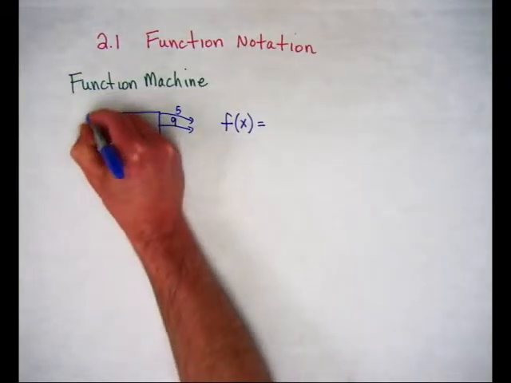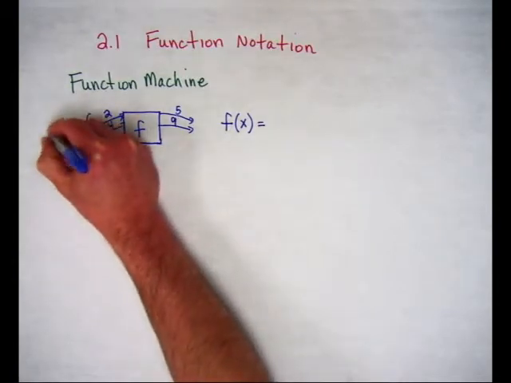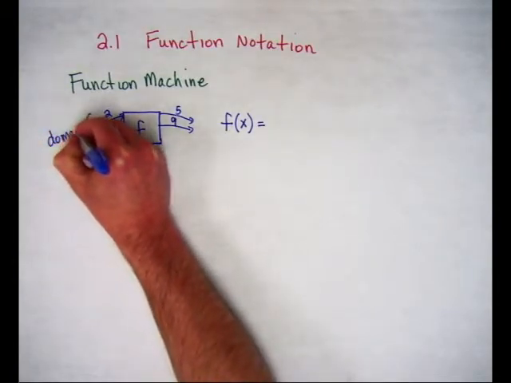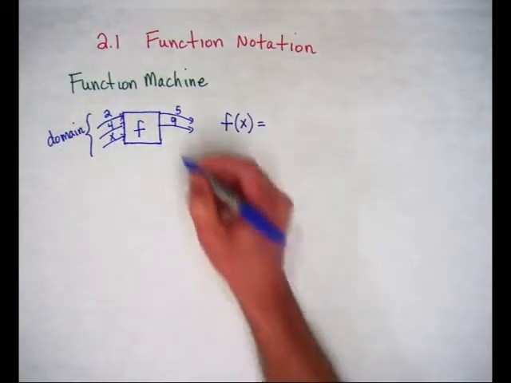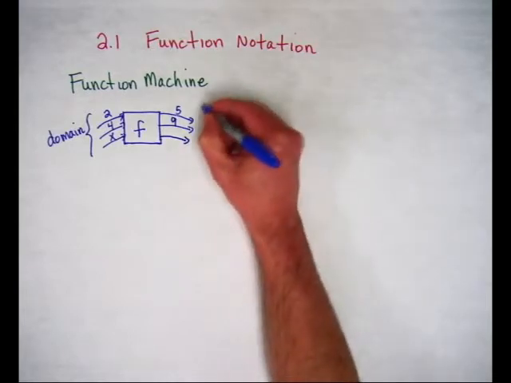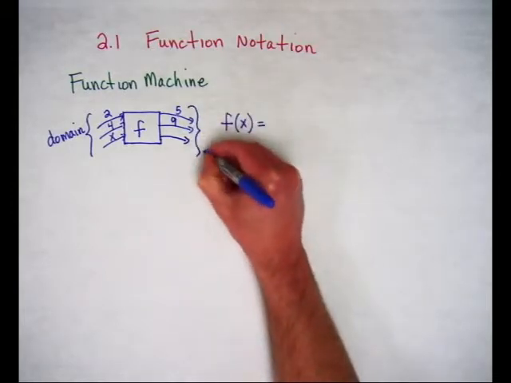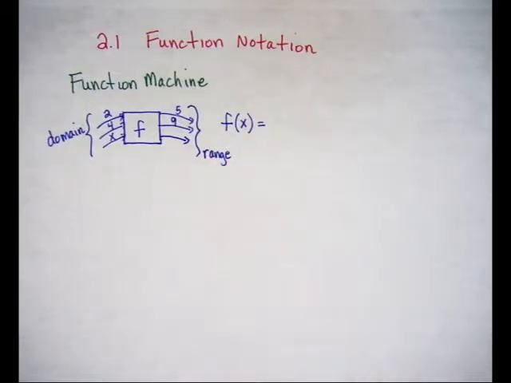So these numbers right here are called the inputs. Collectively we call them the domain. The domain is simply the set of all inputs into your function. And then the result that comes out is called the range. So all of these numbers right here we refer to as the range. Now can you see what's actually happening?